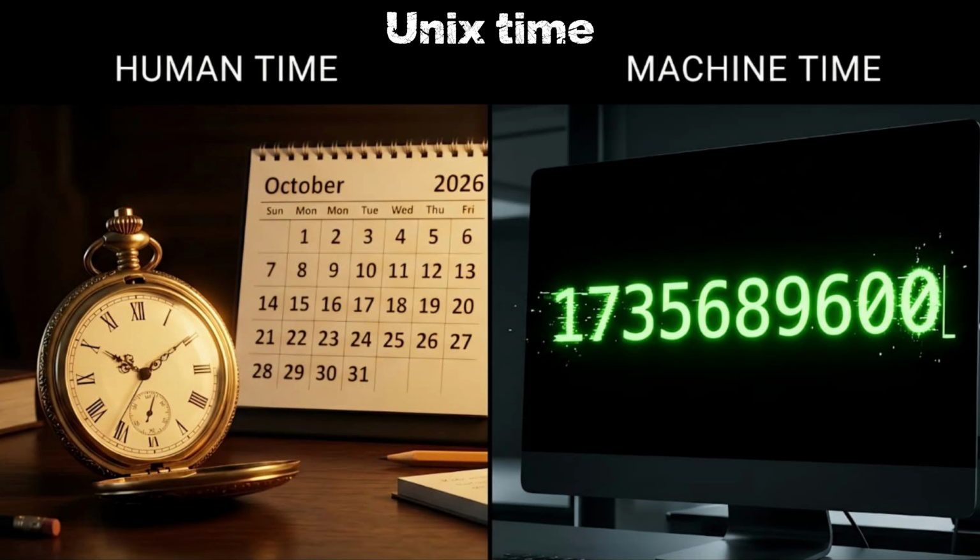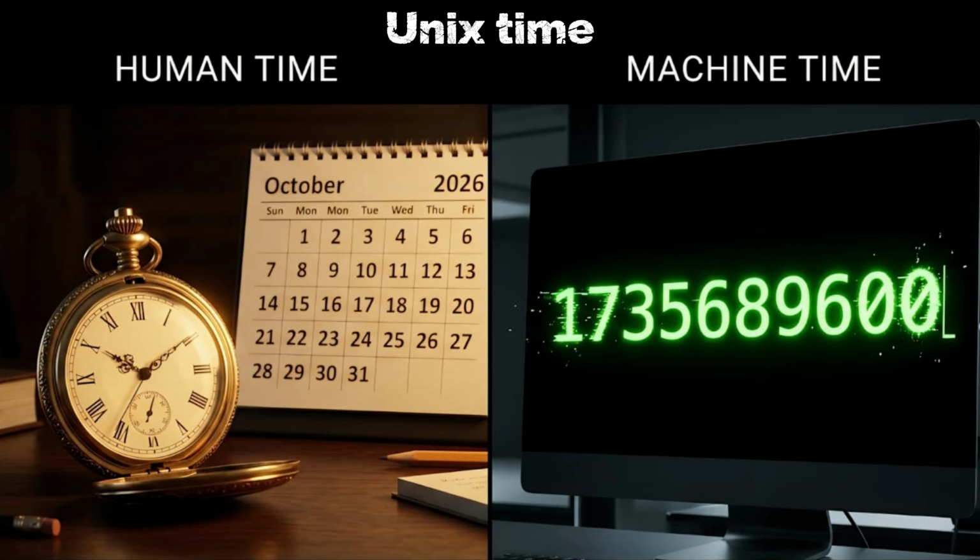If you ask a person what time it is, they will tell you the day of the week, the month, and the hour. But if you ask a computer what time it is, it won't say Tuesday at 3 p.m. Instead, it will give you one single massive number, like 1.7 billion. To a computer, the concepts of months, leap years, and time zones are incredibly messy and confusing.